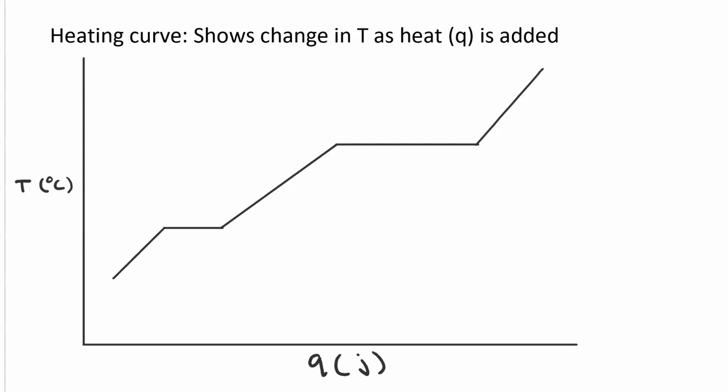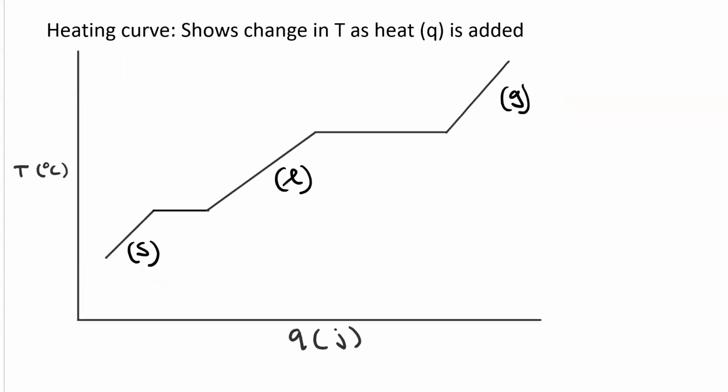So, the substance is all solid in this region right here, it's all liquid in this region, and it's all gaseous in this region. The horizontal regions, here and here, represent phase changes. Right here on our graph, we are melting. If we're going the opposite way, we are freezing.